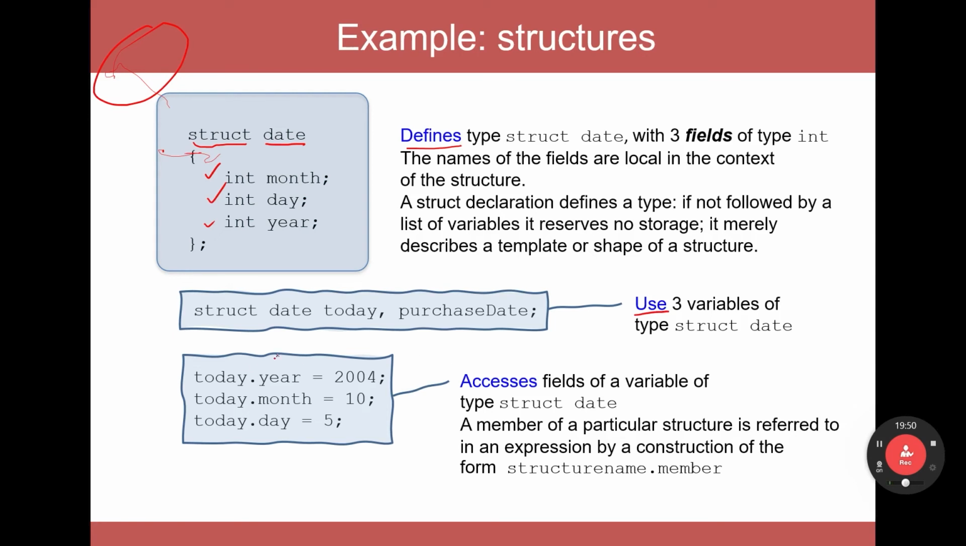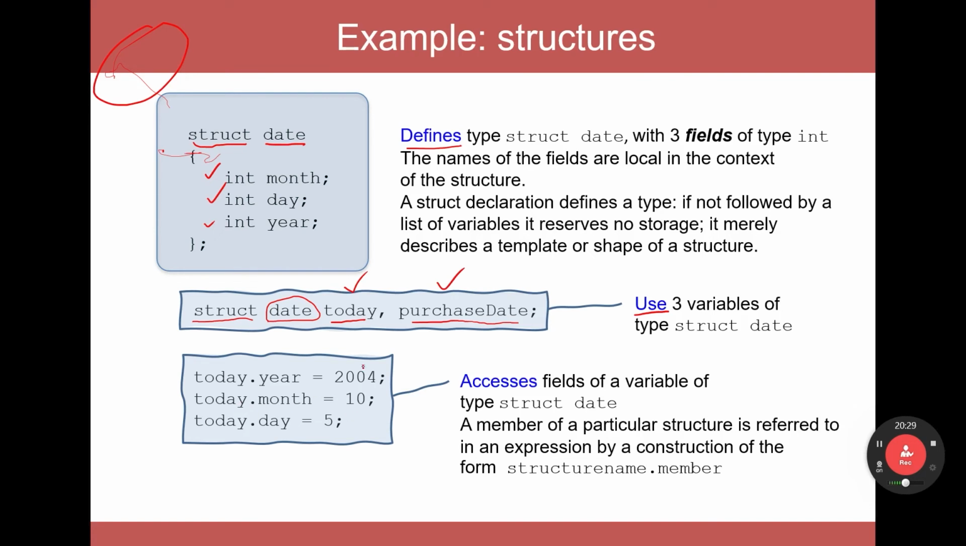Okay? Now, after you define the structure, how to use the structure? You will say the keyword struct, and then you will put the name of the structure, and then you will put the variable name. So the variable name is today, and then maybe another variable purchase date, and maybe another variable birthday, and then another variable for example friend birthday, and so on. So we can create variables as much as we want.